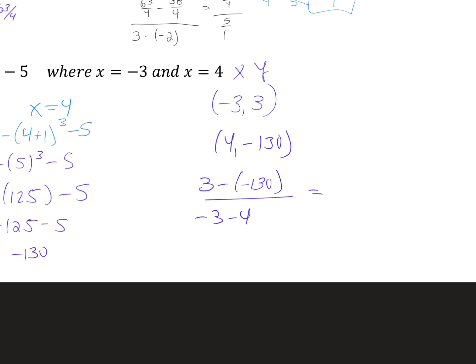3 minus the negative 130 is 133. And then negative 3 minus 4 is negative 7. Wait, isn't it then positive? Yeah, my bad, sorry.